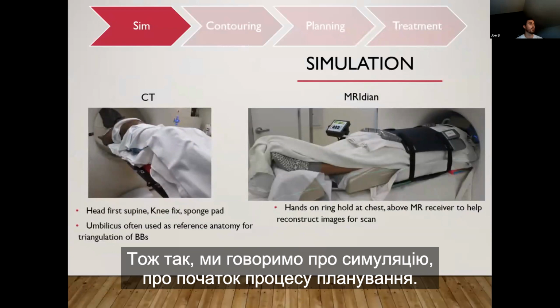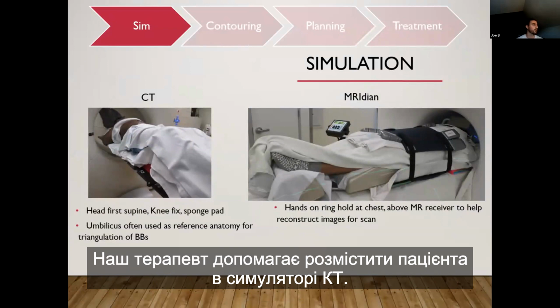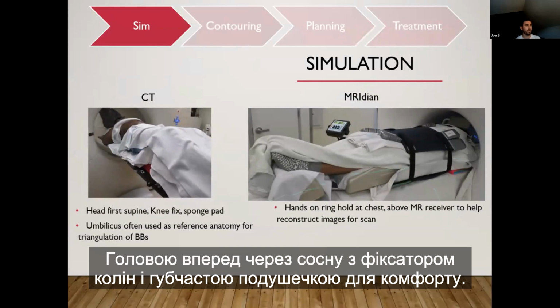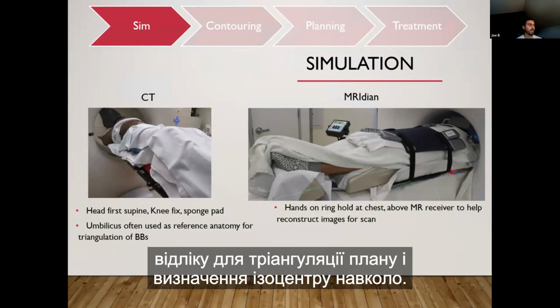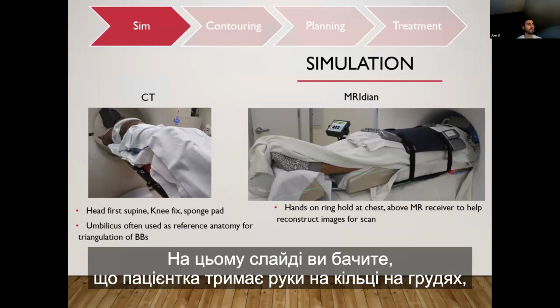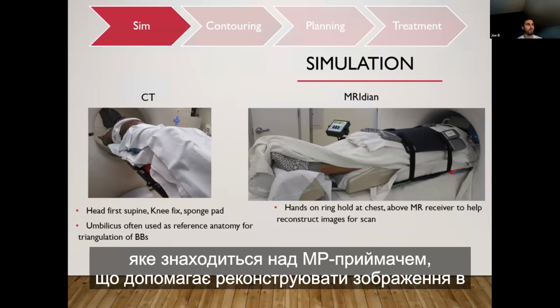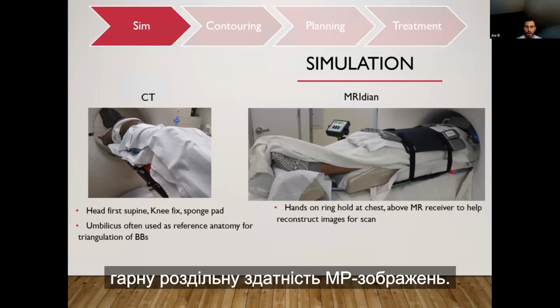So yeah, just tracking from simulation, the start of the planning process. Our therapist helps set up the patient in the CT simulator. Head first supine with a knee fix and a sponge pad for comfort. Most of the time for our traditional conventional VMAT plans, we're using the umbilicus as a reference point for triangulating our plan and setting our isocenter around. In the Meridian setup on the right, you can see on this slide, the patient has their hands on a ring across their chest, which is above the MR receiver, which is useful for helping reconstruct the images in the region of the pelvis, so that we have a nice, clear resolution for the MR that's captured.